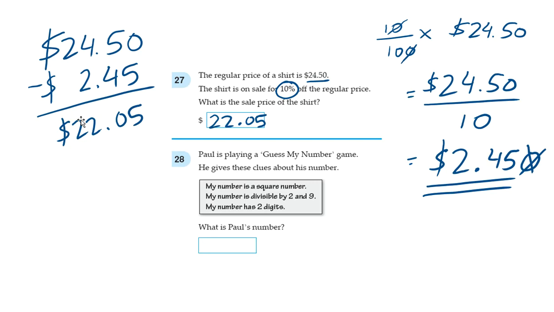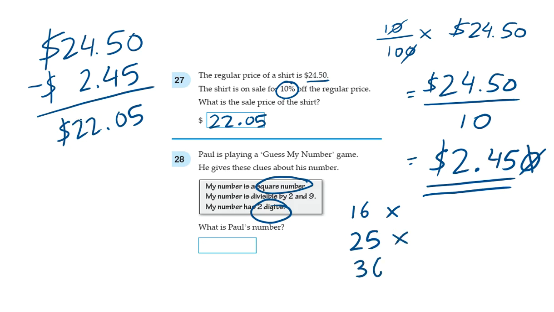Let's start off with the fact that it's 2 digits and it's a square number. So the first 2-digit square number is 16. Now let's see, is that divisible by 2? Yes. Is it divisible by 9? No. So that won't be the answer. Next 2-digit square number, 25. Is that divisible by 2? No. So straight away we can rule that out.